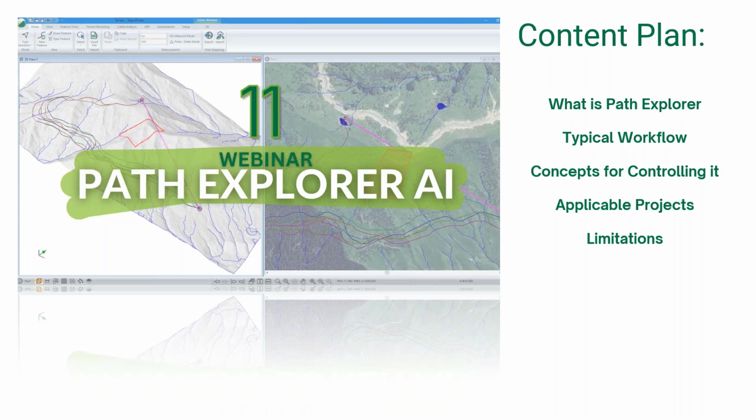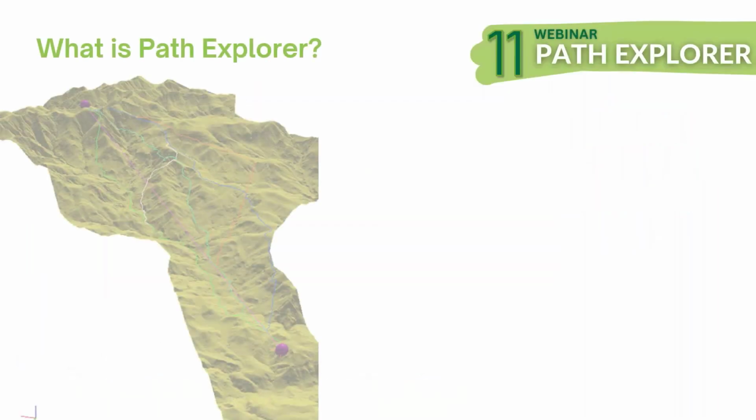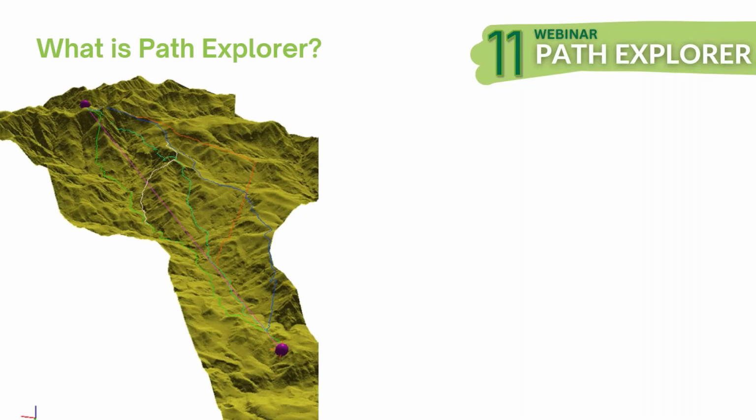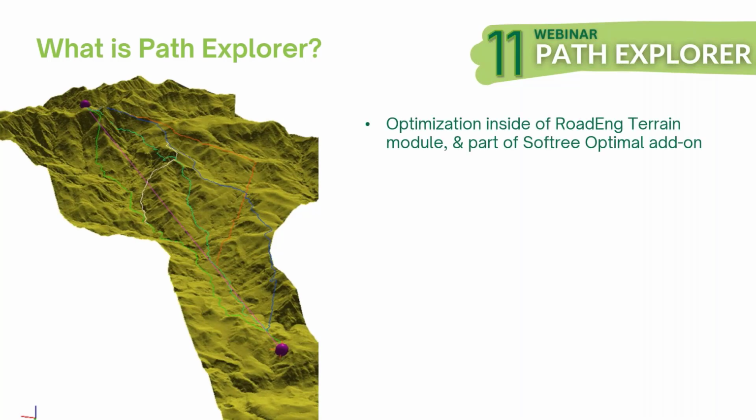So to start, what is Path Explorer? Path Explorer is an optimization tool that we have introduced inside of Roadeng's terrain module. If you're familiar with some of our other optimization tools, those live inside of location. That is our detailed corridor-specific module. Path Explorer is more of a landscape-level tool, and it lives inside of terrain, and it's part of that Softtree Optimal add-on to Roadeng.